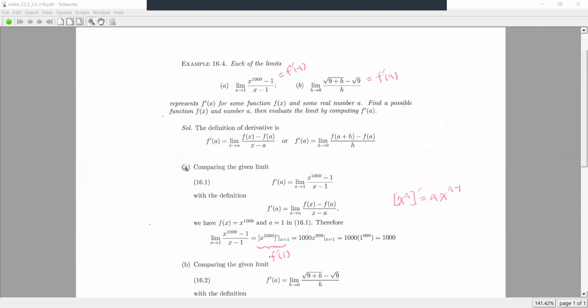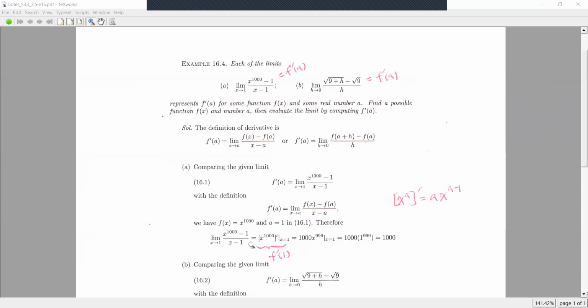Now, part A. Compare the given limit with this formula. This is the given limit. This is the formula. Compare these two equations, then we can see that a is 1. Function f is x to the 1000. f of a is 1. Therefore, the answer to part A is the function is x to the 1000. The point a is 1.